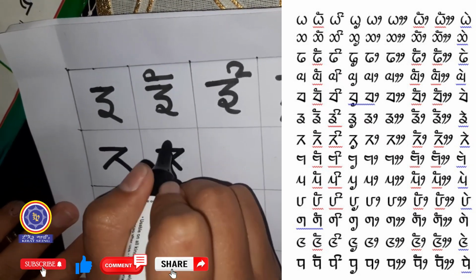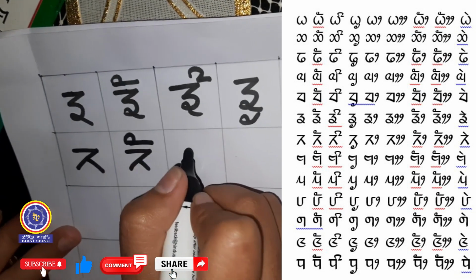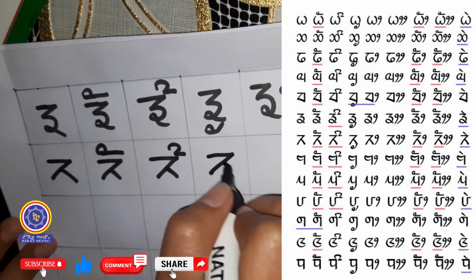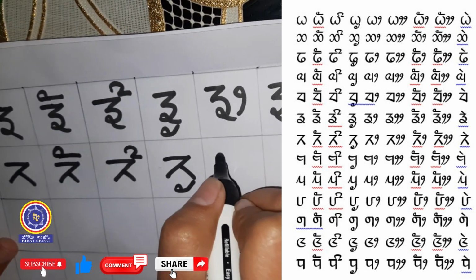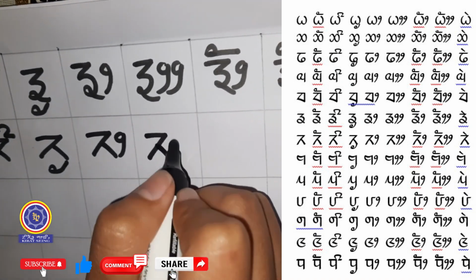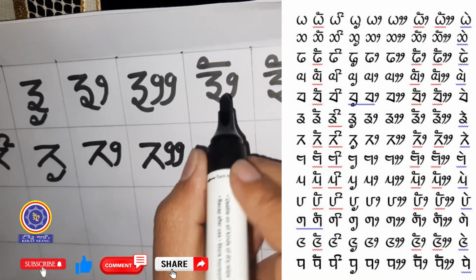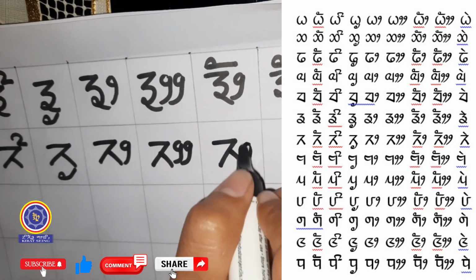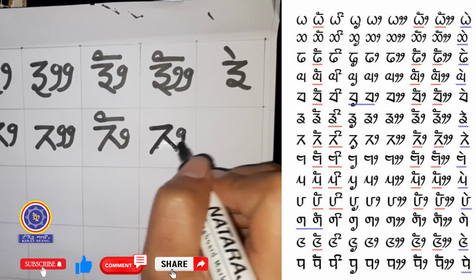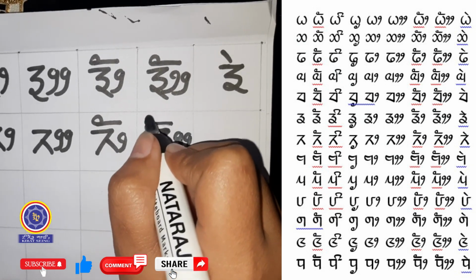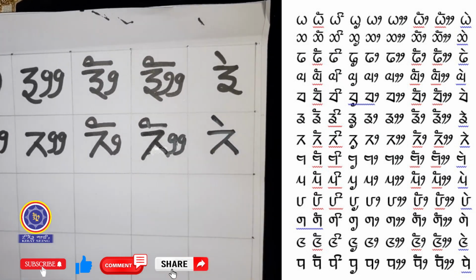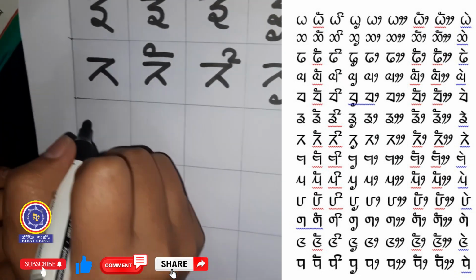Write ra and add amma, ra amma ra. Ra iksu, ra iksu ri. Ra uksu, ra uksu ru. Ra etu, ra etu re. Ra ainu, ra ainu rai. Ra tumbo ro. Ra tumau rau. And last is ra pecha re. And next letter is la.